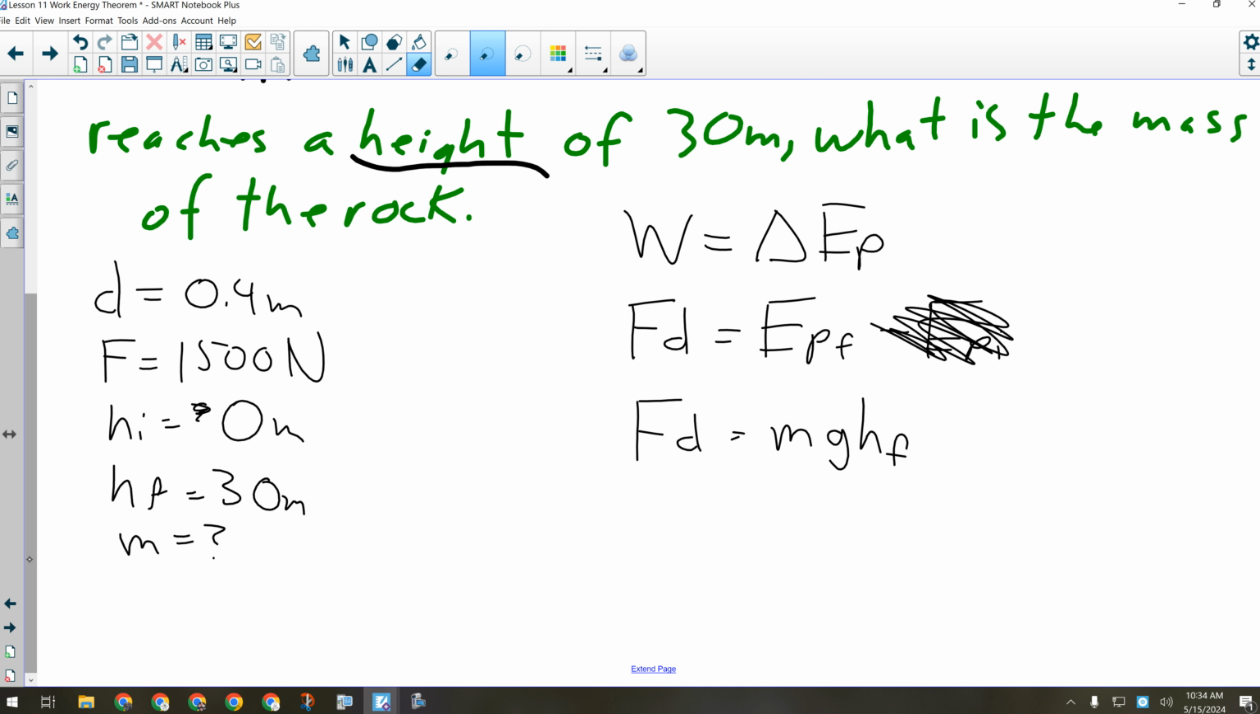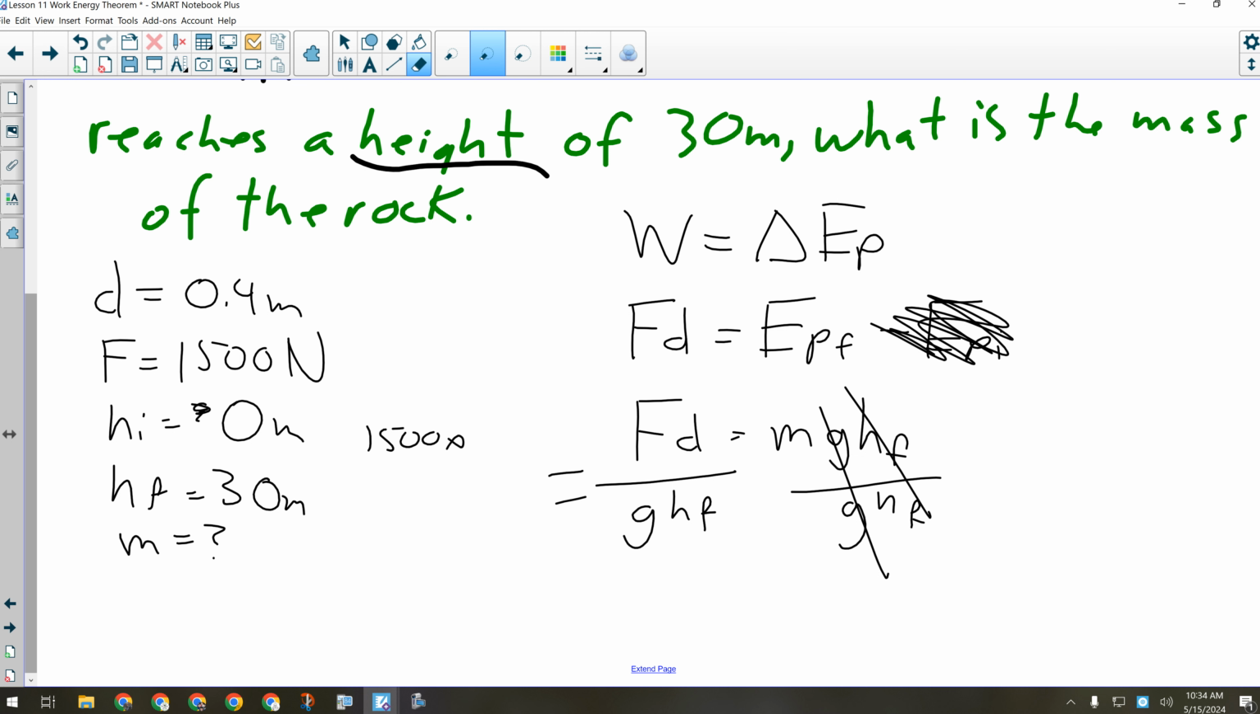Well, divide it by gravity and final height. Right, I move gravity and final height to the other side by dividing both sides by that. Okay, so G times HF. That's going away. G times HF. That's going to give me mass. Perfect, I've got my formula. Okay, I'm going to plug in my numbers.